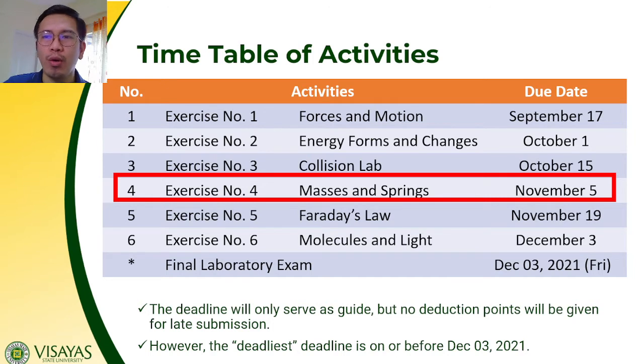So again, we only have 6 laboratory exercises for ESci 114, and now you are at exercise number 4. Unfortunately, only a few students have already completed exercises 1, 2, and 3. And most of you have not submitted any laboratory exercise yet. So please make sure you submit your lab exercises before our deadliest deadline on December 3. You still have 1 month to go.